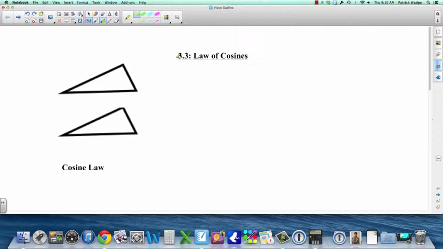Section 3.3 is on the law of cosines. We did the law of sines before over 2 days. Today we're going to do the law of cosines in a single day. So the first thing I want to do is just review when you use the law of cosines. There's two situations where you're going to use the law of cosines.